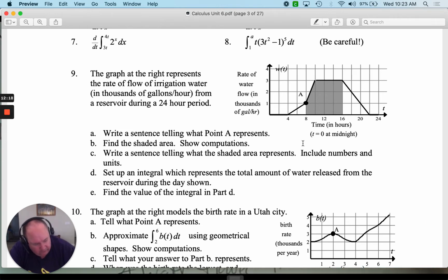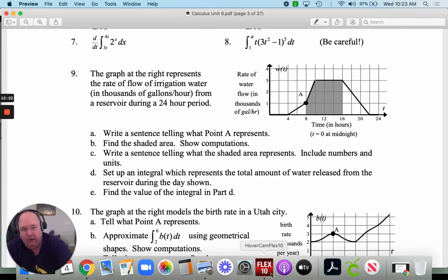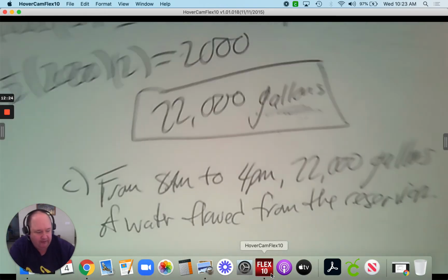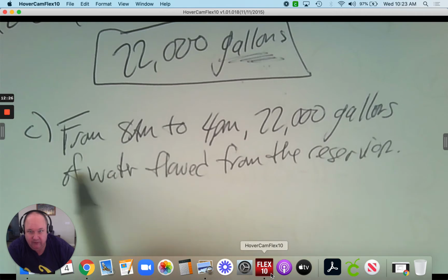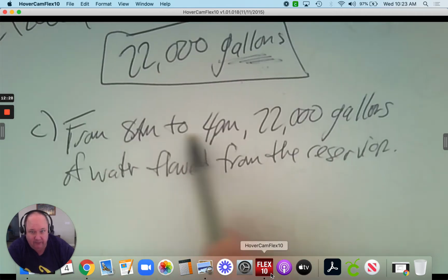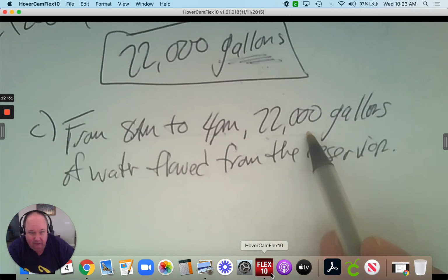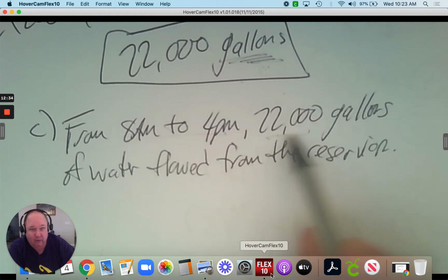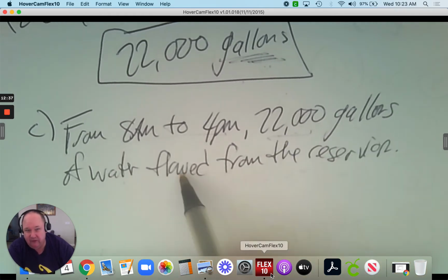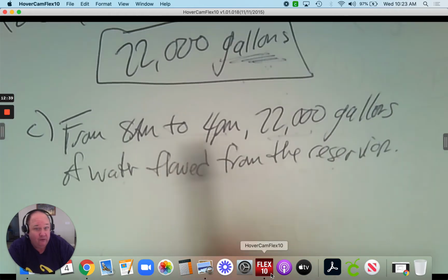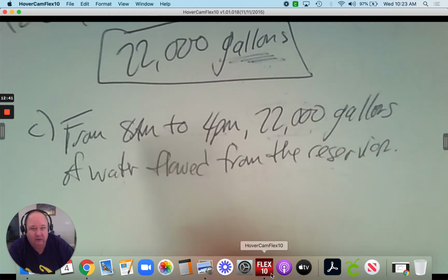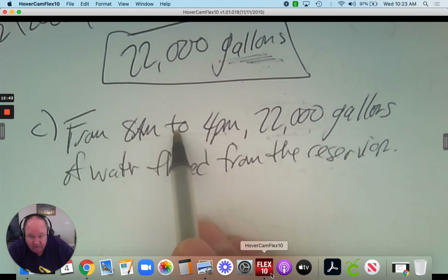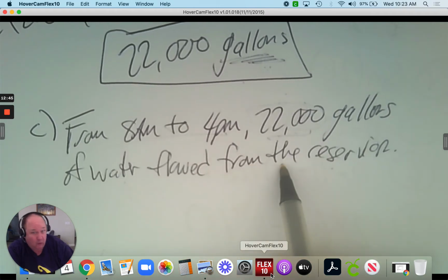So what makes this a good sentence? I'll show it to you. A good sentence in calculus involves both axes. So it involves the axis about time and my answer, which is the other axis. So from 8 a.m. to 4 p.m., 22,000 gallons of water flowed from the reservoir. So it's not just the answer 22,000, but it's within the context of the question and the story as well.